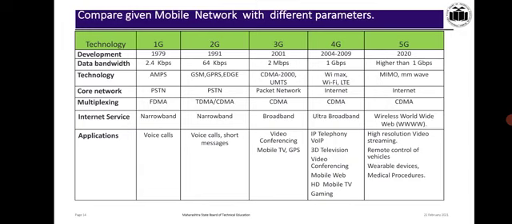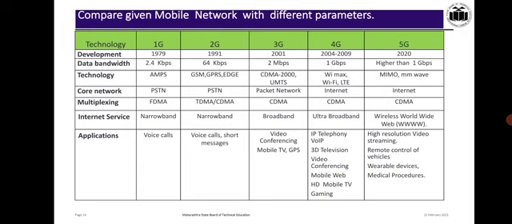The core network is the next parameter. In first generation, the public switched telephone network was used. In second generation, again the PSTN is used. In third generation, packet network. Fourth generation, internet. And fifth generation, again the internet. Multiplexing. First generation, FDMA. Second generation, TDMA and CDMA. Third generation, CDMA. Fourth generation, CDMA. As well as in fifth generation, CDMA.